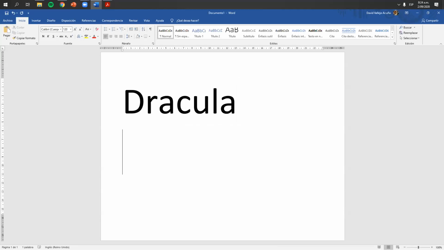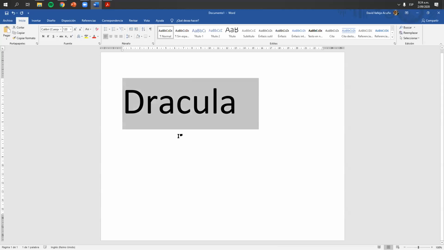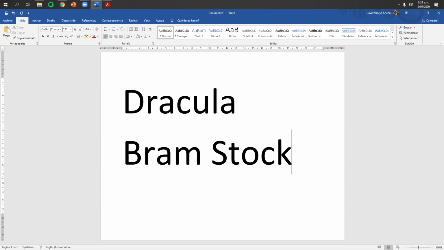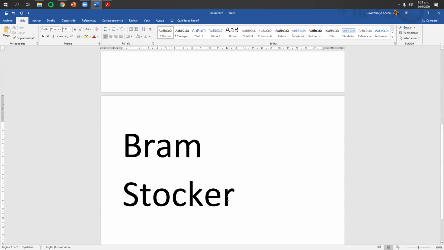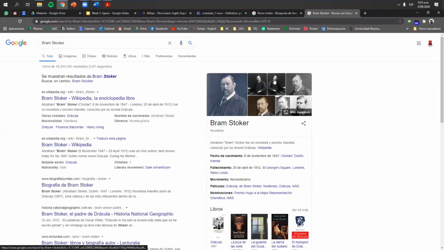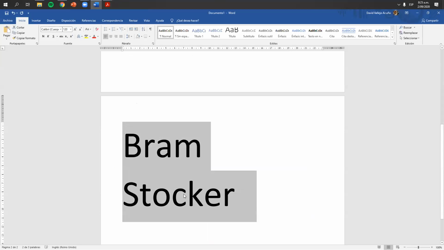Who is the author of this book? Bram Stoker. There you go. I think this is the spelling. If this is not the spelling, I'm so sorry, I would feel super bad. Oh yeah, it is. Oh no, I included a C and it has no C. I'm so sorry about that.